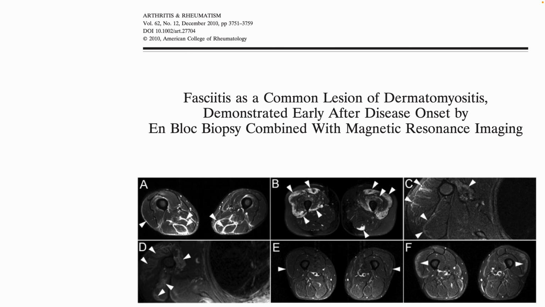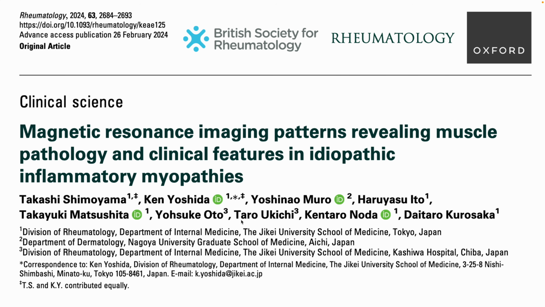Probably the first time this was written up was in 2010, when a Japanese group discussed this. And you can see this image A that shows the facial edema so well. And they said that this is a typical pattern of dermatomyositis. You don't see it in other conditions.